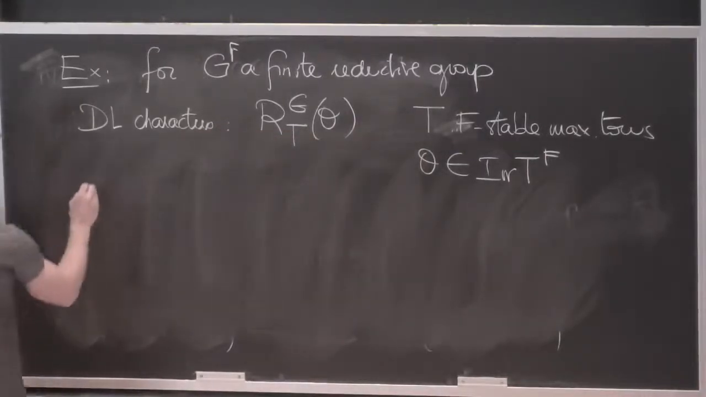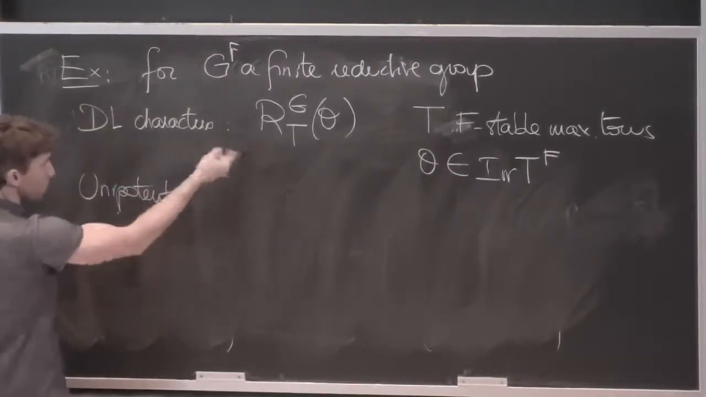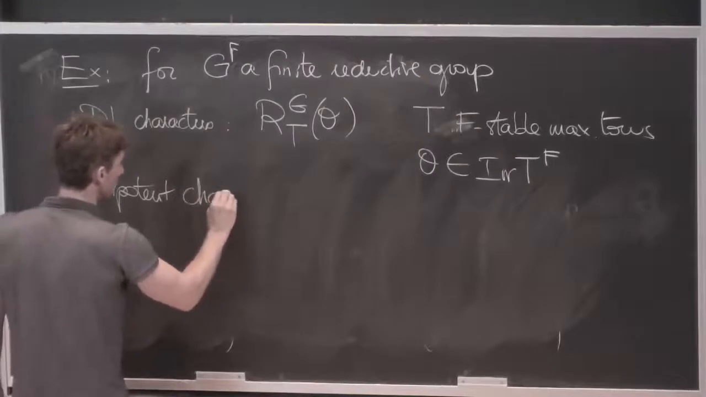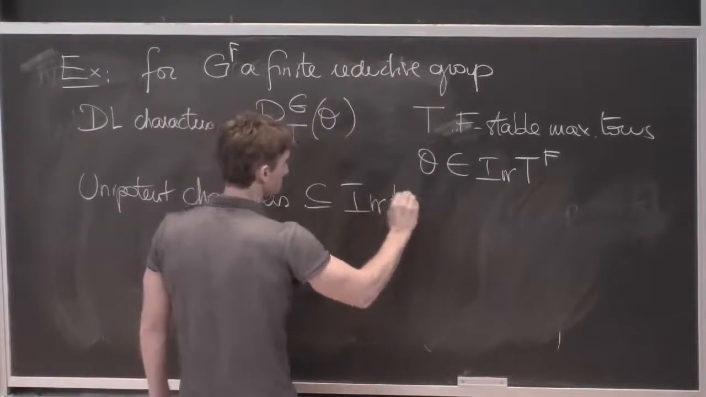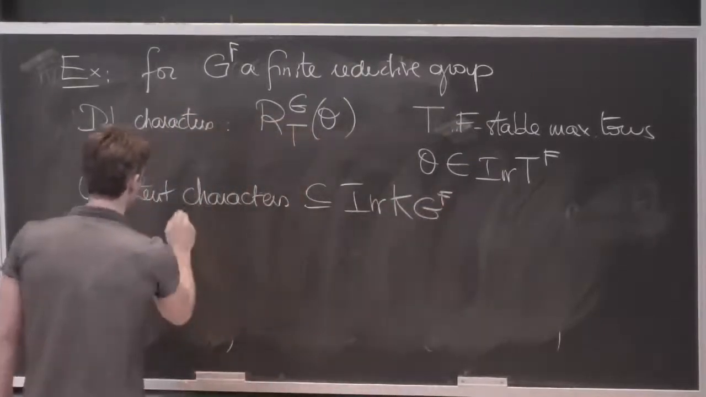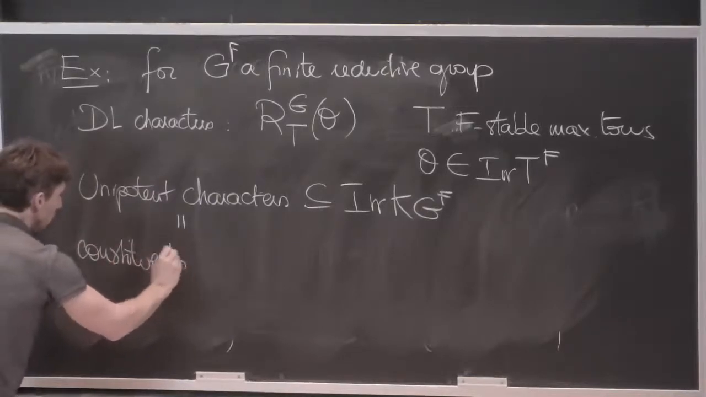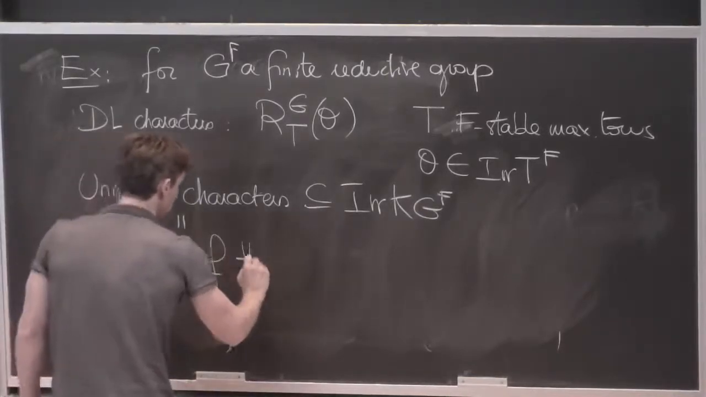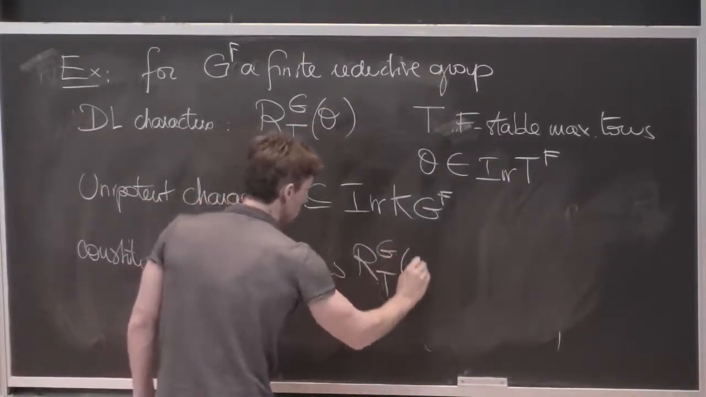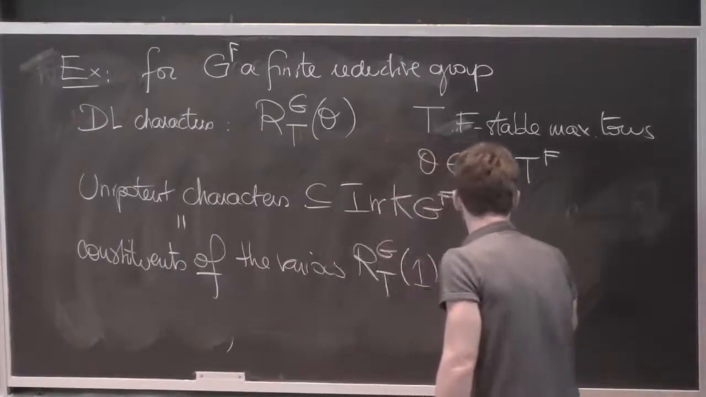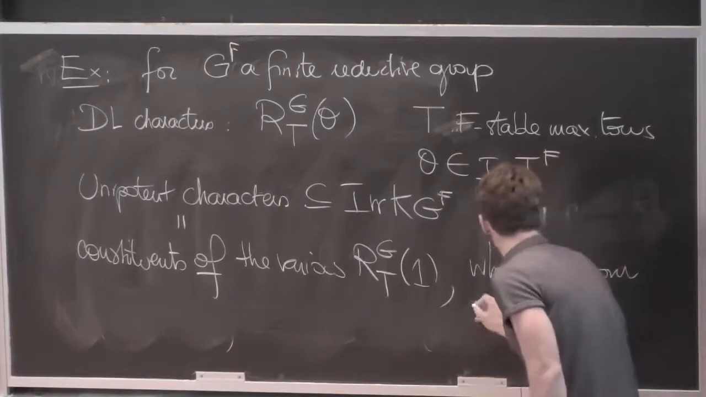And among them, you have the unipotent characters. These are virtual characters, but the unipotent characters will be a subset of the irreducible characters of G^F, which will be defined as the constituents of the various R_T^G of 1, where T runs over the F-stable maximal tori.